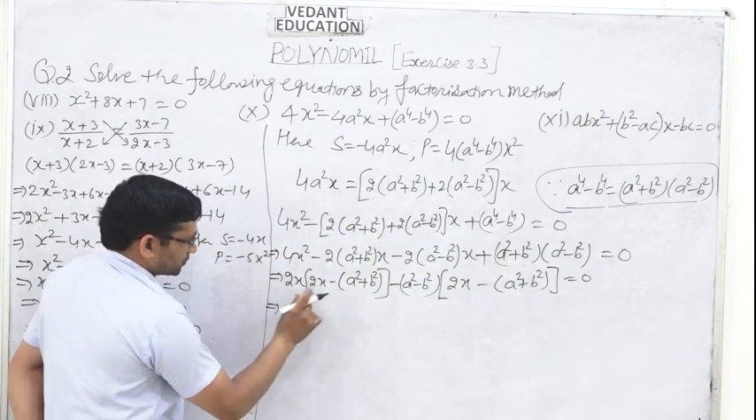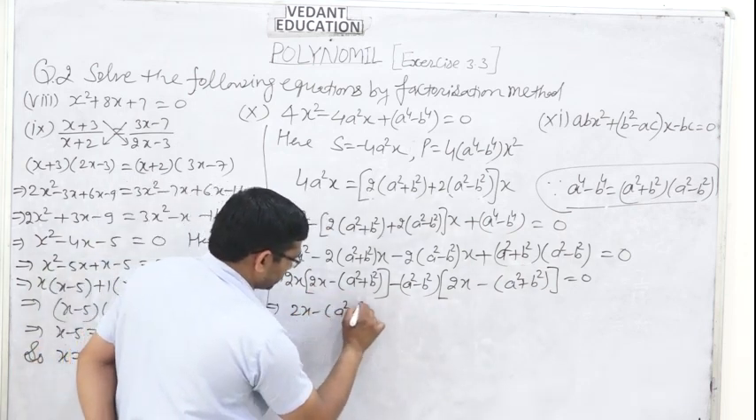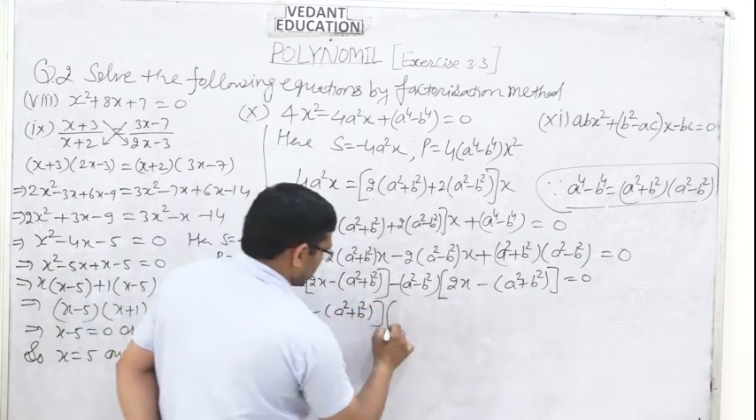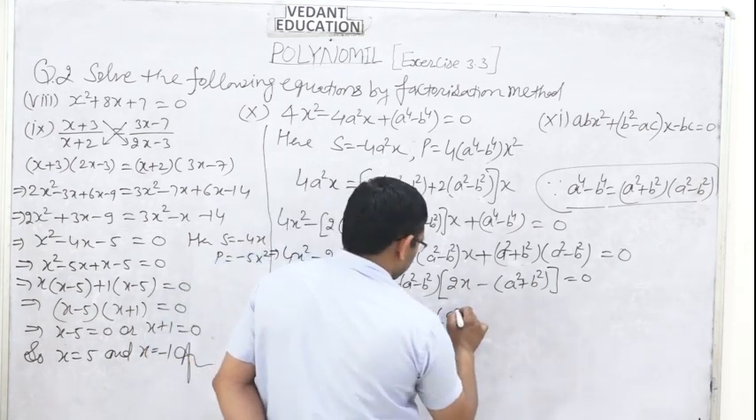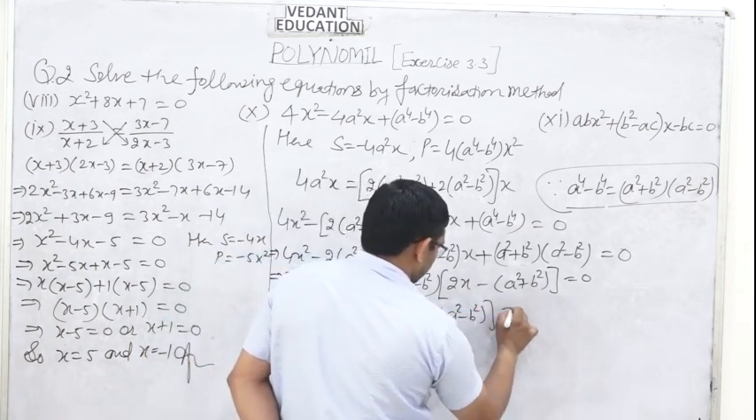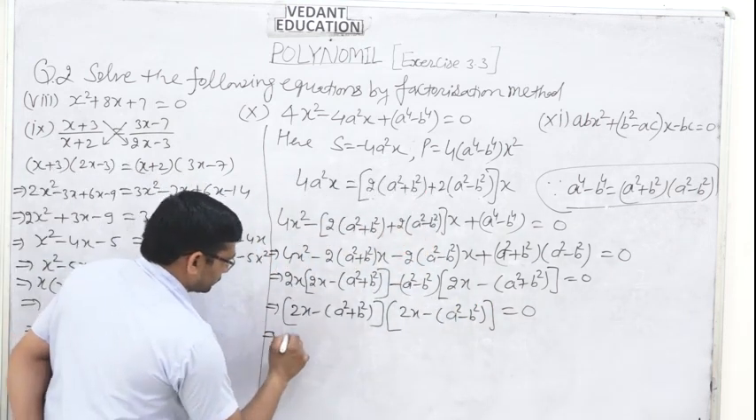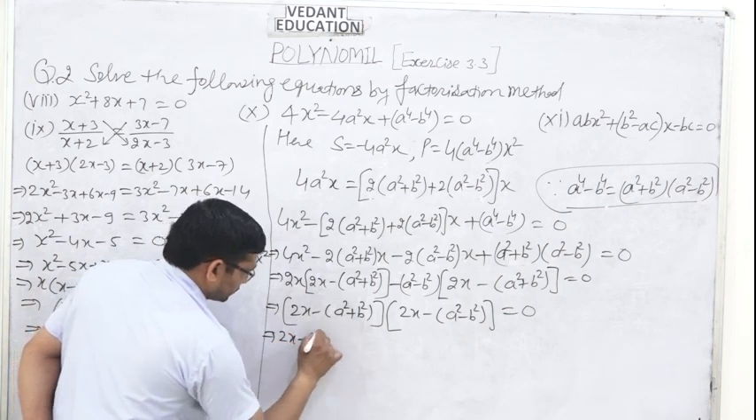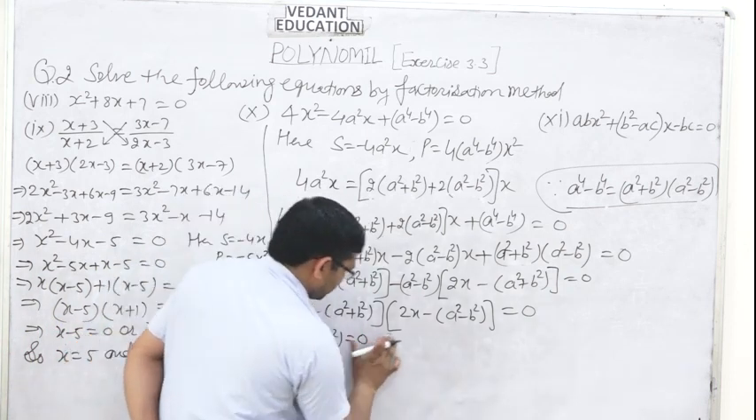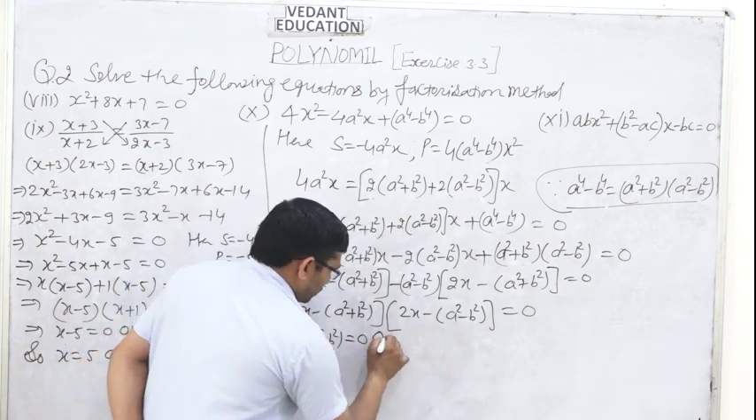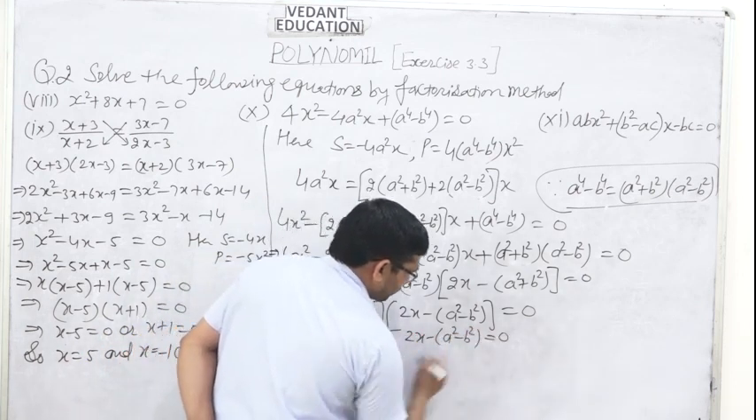Again, what is common? 2x minus a square plus b square is common. What is remain? 2x minus of a square minus b square is equal to 0. That is, 2x minus of a square plus b square is equal to 0, or 2x minus of a square minus b square is equal to 0.